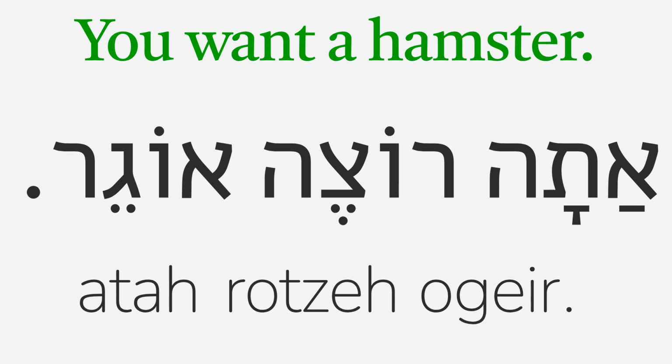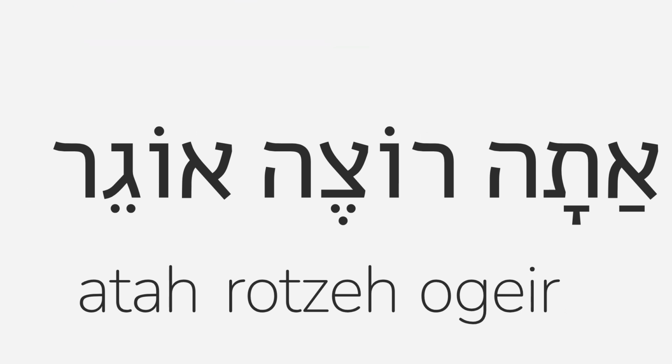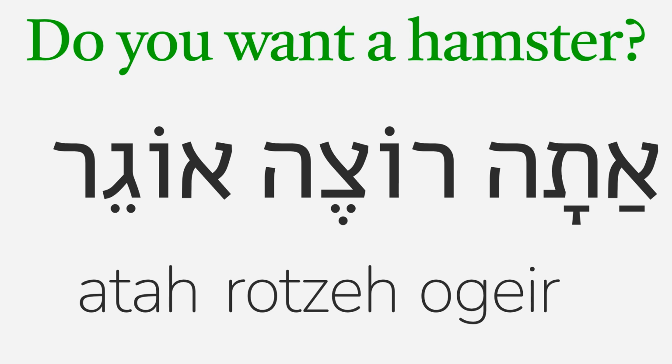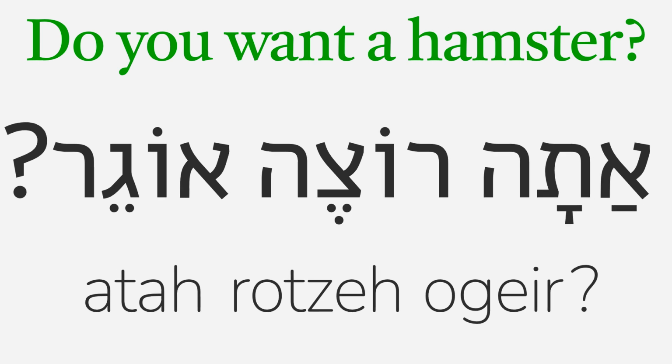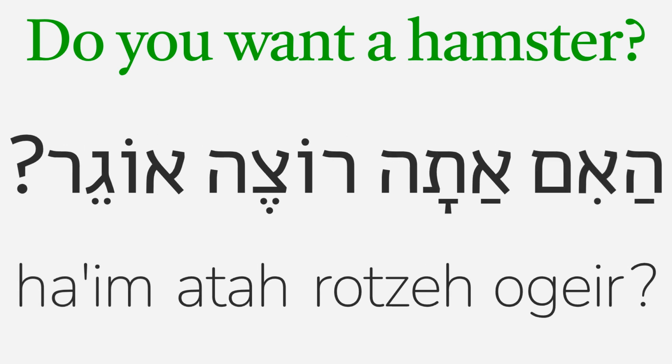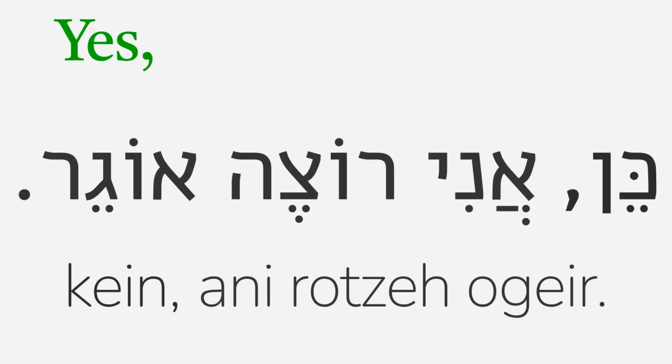There are 2 ways we can take a Hebrew sentence like this and make it into a question. One way is to ask it like a question. Ata rotzeh oger? Do you want a hamster? We can also put the word ha'im at the beginning of the question. Ha'im ata rotzeh oger? Do you want a hamster?